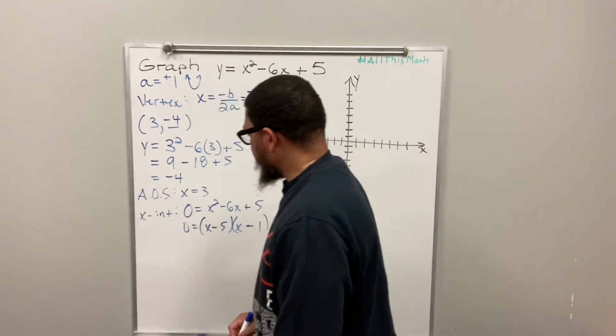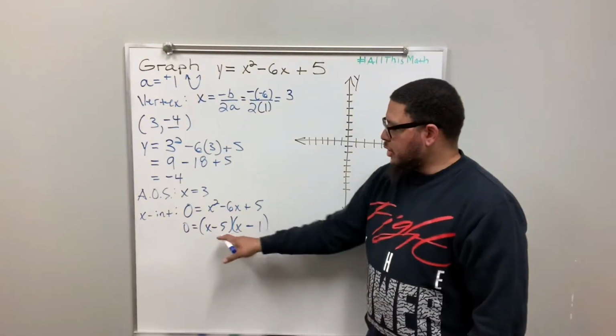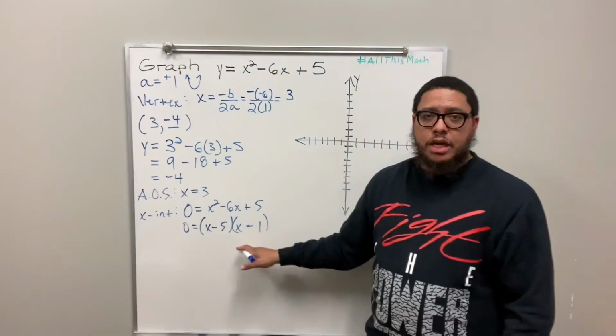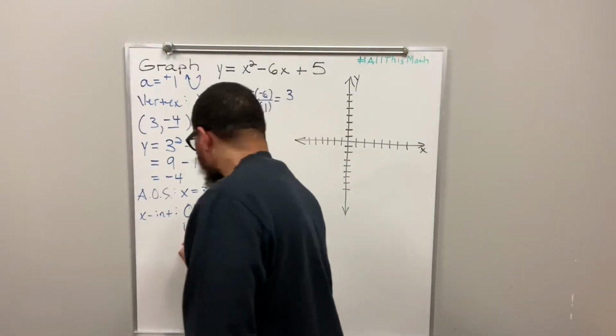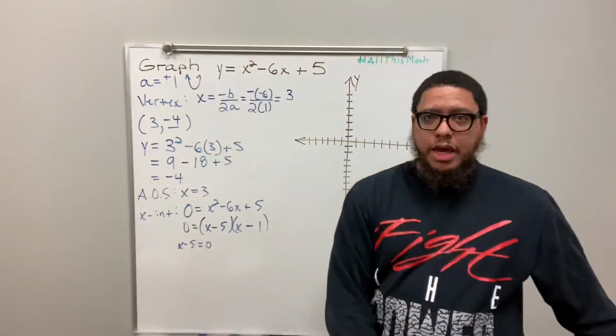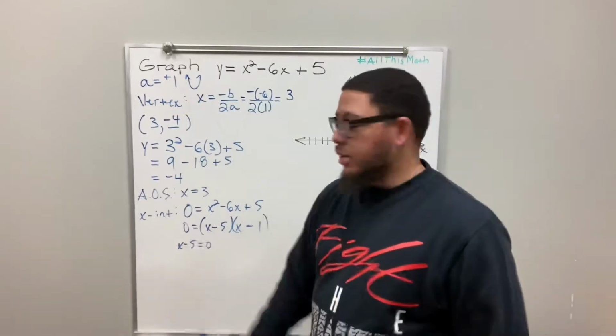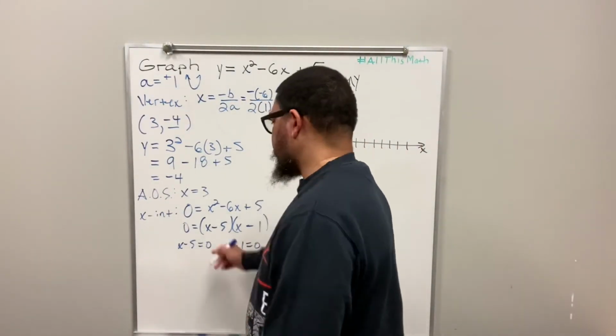equals 0. Now, of course, zero product property. Each of these is a factor, so each of these can be used to create an equation. So I can write x minus 5 equals 0. That's one of my equations. Then I'm going to solve for x. And then I'm going to write x minus 1 equals 0, and I'm going to solve for x.